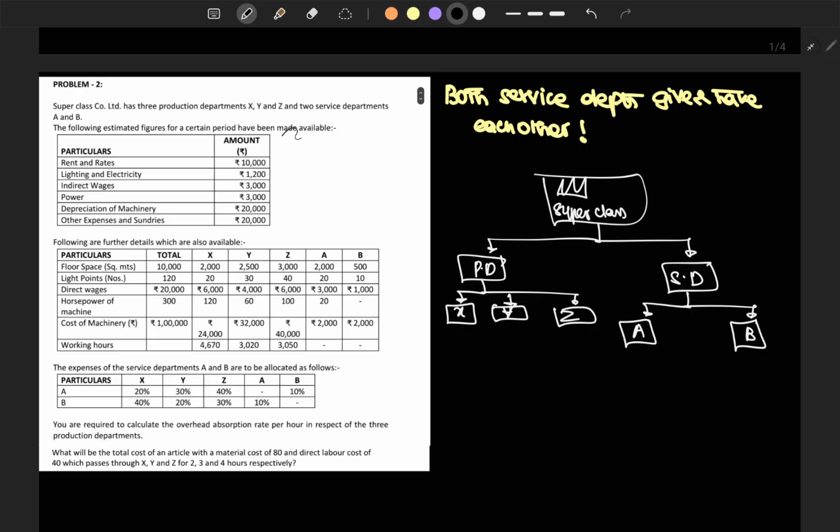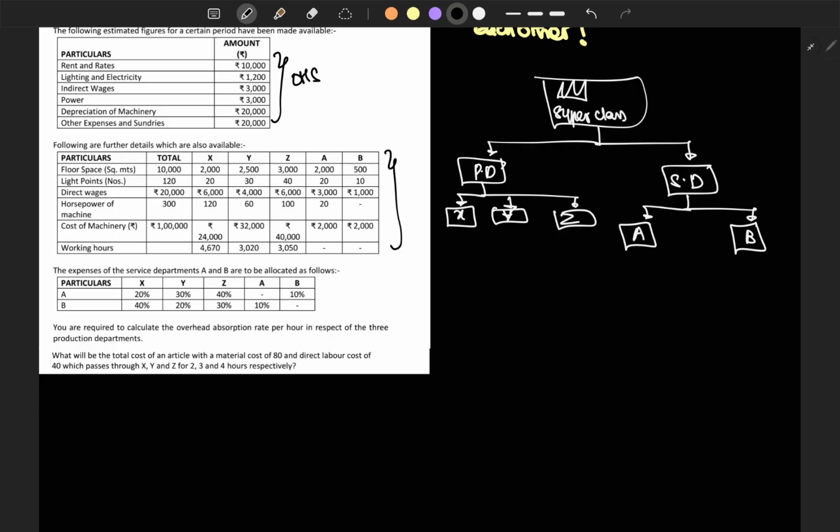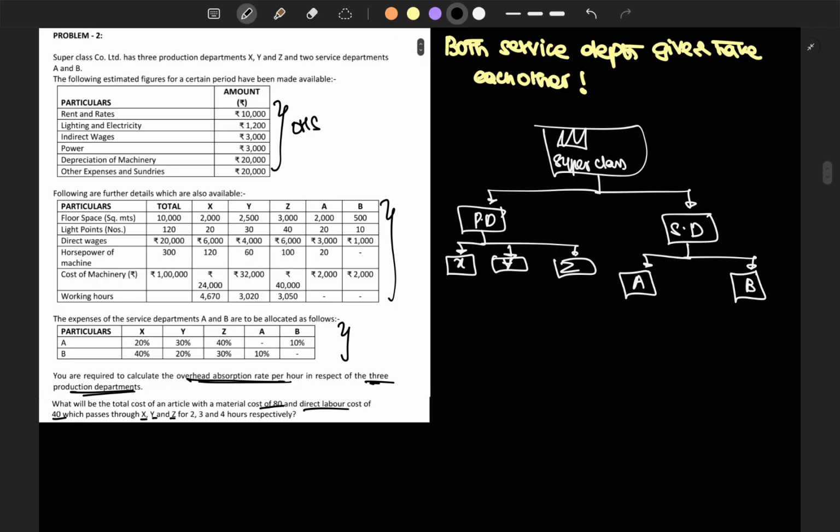In the question they gave a list of overheads and their nature, and how they can be apportioned. It's simply a basis we have to apportion, and then they have given the expenses of service department allocations. They asked us to calculate the overhead absorption rate per hour in all three production departments, and the total cost of an article. Material cost is given, direct labor cost is given, and then the hours spent in X, Y, Z. I think this is a working hours sum.